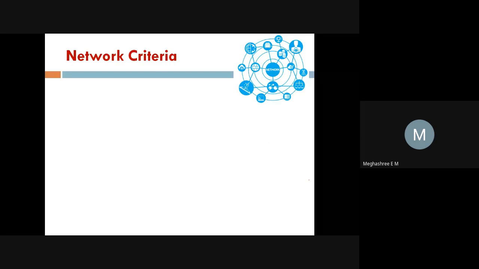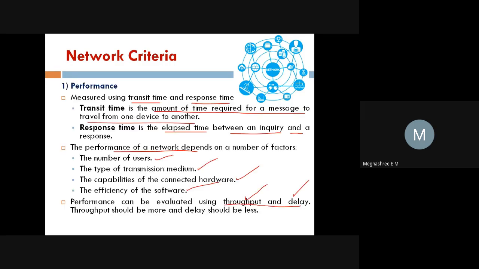Ma'am, what is throughput? Throughput, ma'am? Can you hear me? Yes, ma'am. Throughput is the number of data packets that can be sent per unit of time. If I consider 1 millisecond, then how many data packets can be sent over the network? That we call a throughput. Is that clear?